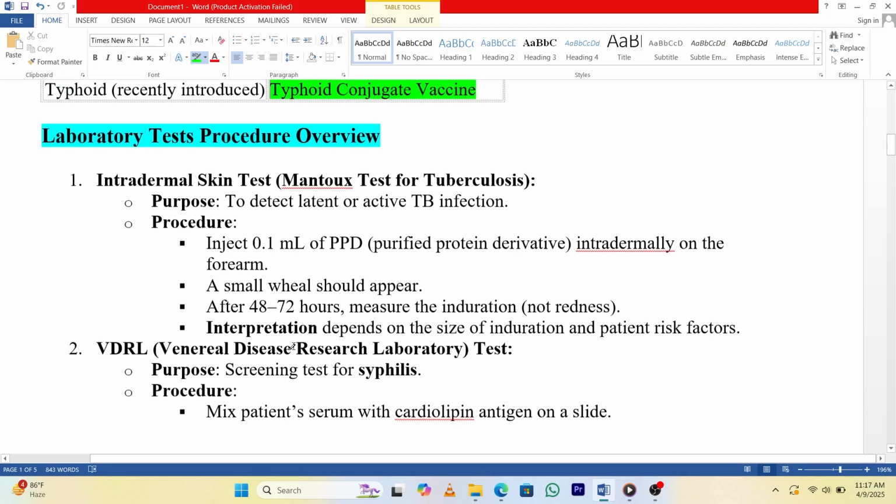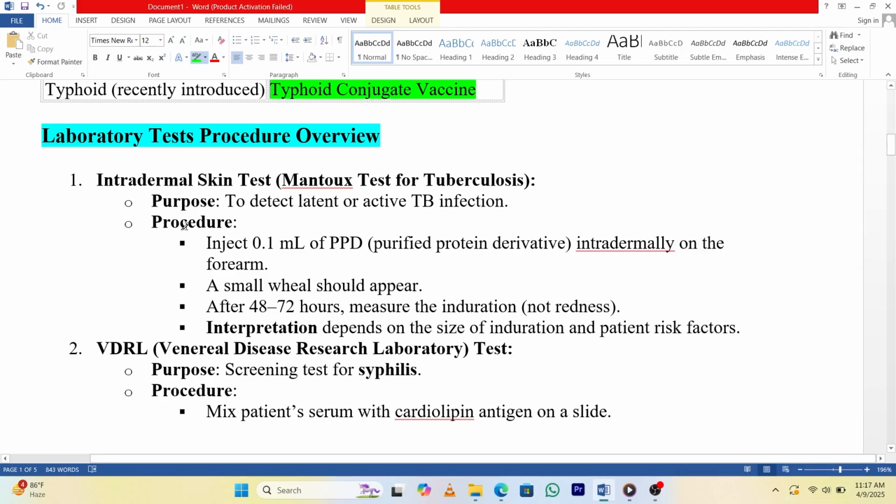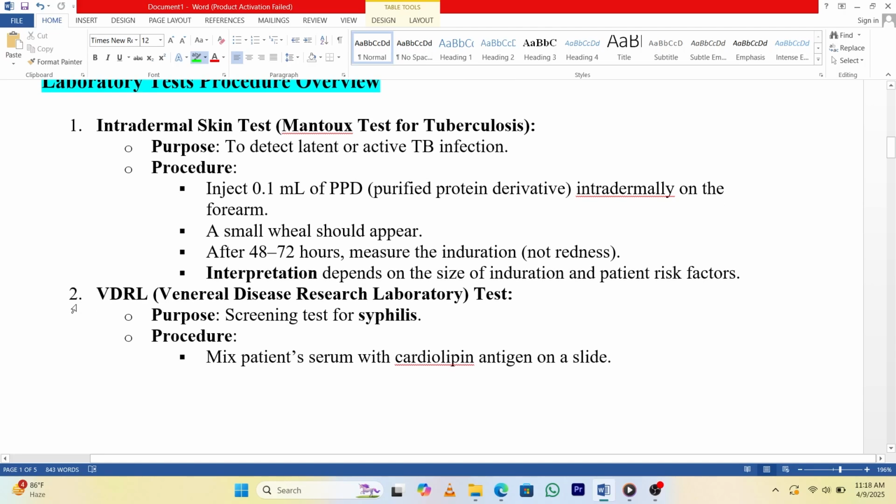Laboratory tests procedure overview. 1. Intradermal skin test, Mantoux test for tuberculosis. Purpose, to detect latent or active TB infection. Procedure. Inject 0.1 ml of PPD, purified protein derivative, intradermally on the forearm. A small wheal should appear. After 48-72 hours, measure the induration, not redness. Interpretation depends on the size of induration and patient risk factors.